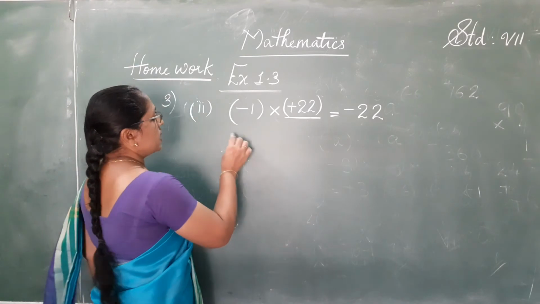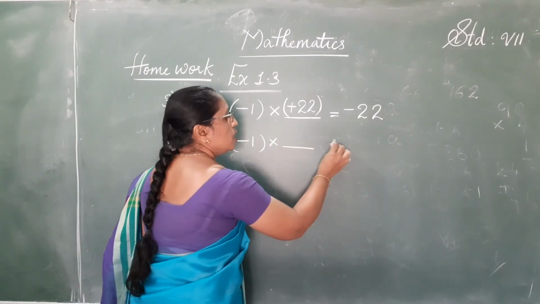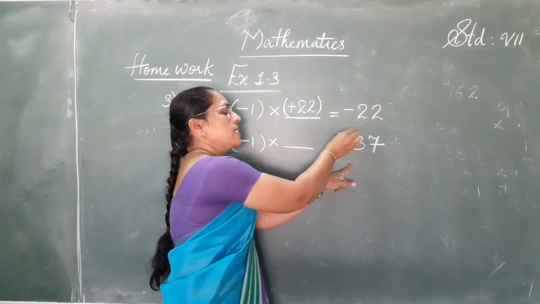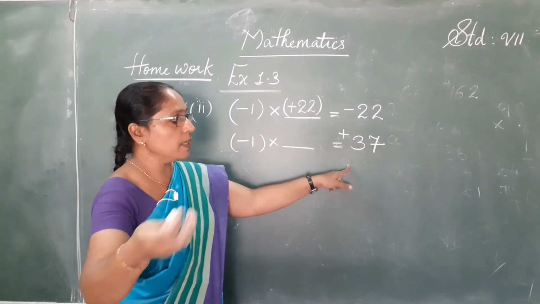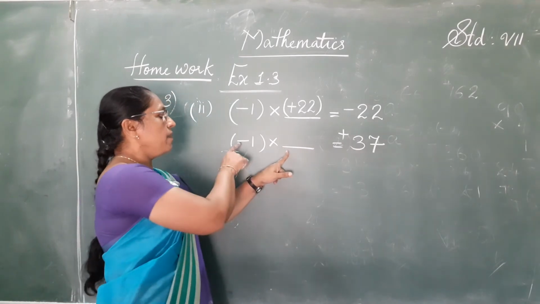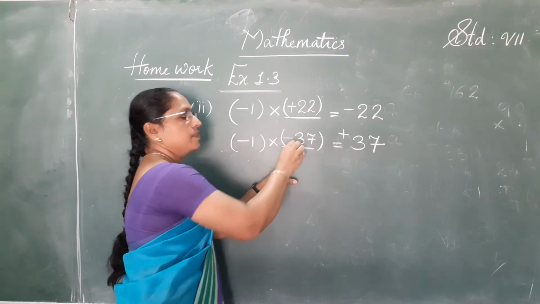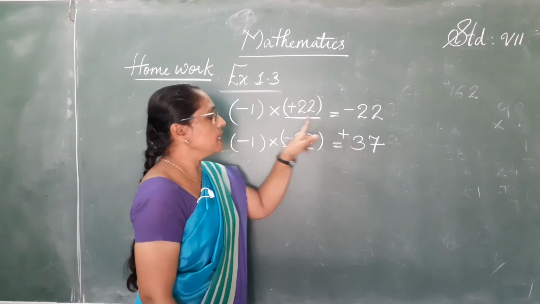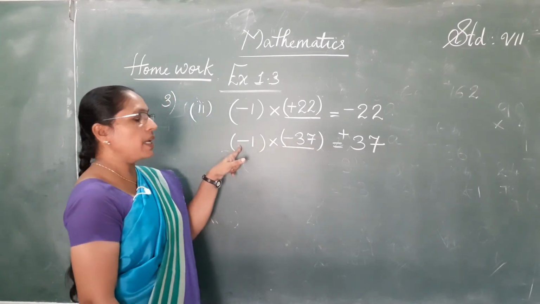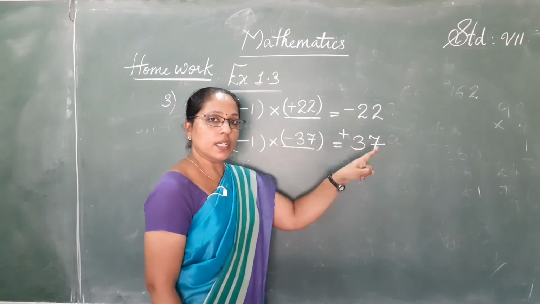Next one, 37. What should be multiplied with negative 1 to get the answer 37? We had seen in the previous part, if the answer comes positive, then we need to multiply with negative 1 the opposite sign, negative 37. It's the additive inverse. Negative 37 should be multiplied with negative 1 such that the answer will be positive 37.